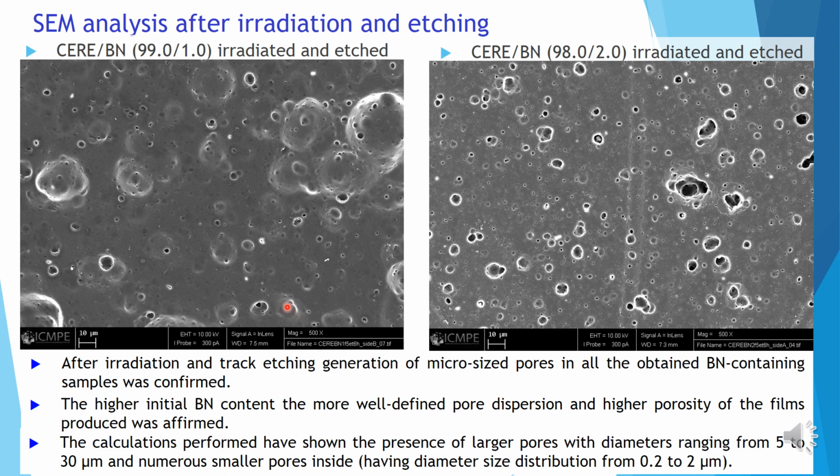Further increase of the initial BN content resulted in generation of much more developed pore structure. So the higher the initial BN content, the more well-defined the pore dispersion and the higher the porosity of the films produced. The calculations performed using ImageJ program have shown the presence of micro-sized porous structure with larger pore diameters ranging from 5 to 30 microns and numerous smaller pores inside having diameter size distribution from 0.2 to 2 microns.